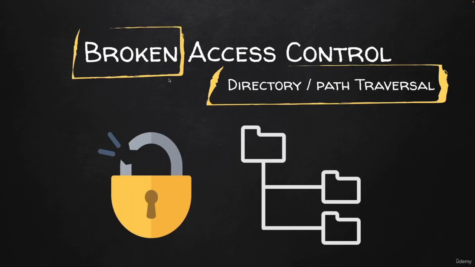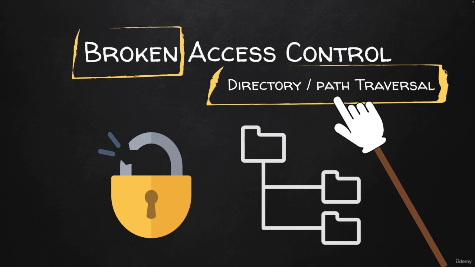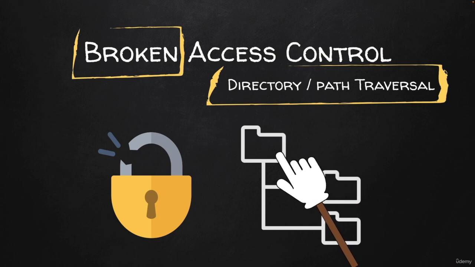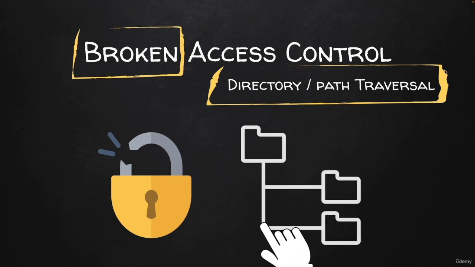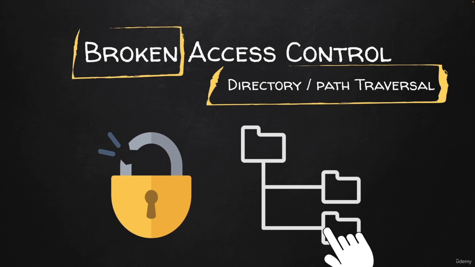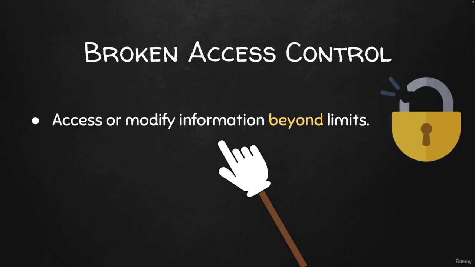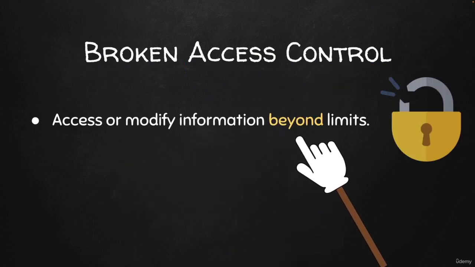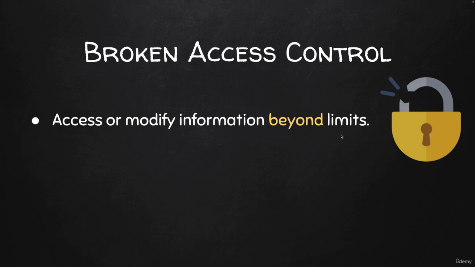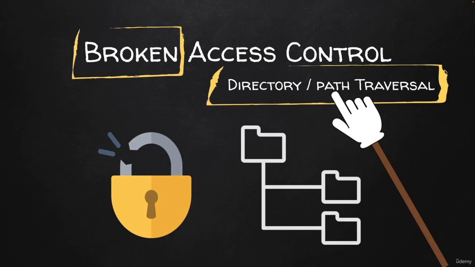And an example of that is directory or path traversal. So the idea of these bugs or vulnerabilities is that they basically allow you to access paths or locations on the target web server that you're not allowed to access. So we said broken access control allows you to access or modify information beyond your limits. And directory or path traversal allows you to access paths or files that are beyond your limits, that you're not supposed to access or see.